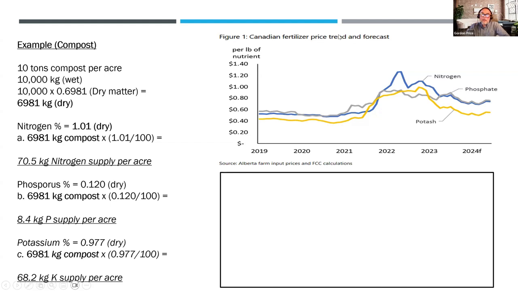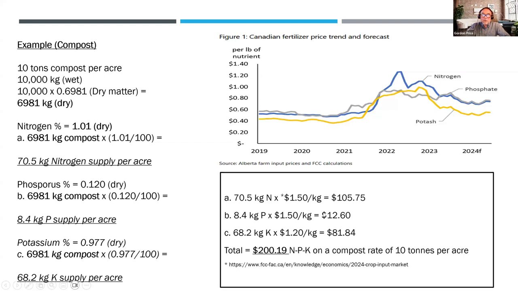Looking at Canadian fertilizer price trends and forecast for 2023 into 2024 for nitrogen and phosphate, I took a value of $1.50 per kilo, and came up with, again, a back of the envelope estimate of what 10 tons per acre might contribute in that year. Again, remembering that we're not getting 100% of that nitrogen becoming available in that first year, or the phosphorus or the potassium, although potassium may be slightly closer to 100%, maybe about 80%. But again, in a very simple calculation, we can determine the overall value returns of about $200 per acre on 10 tons of compost per acre.